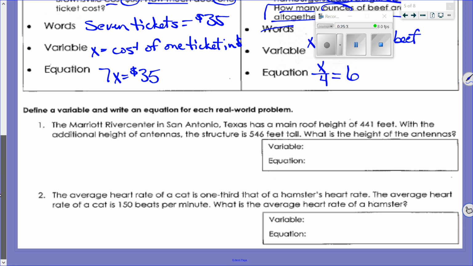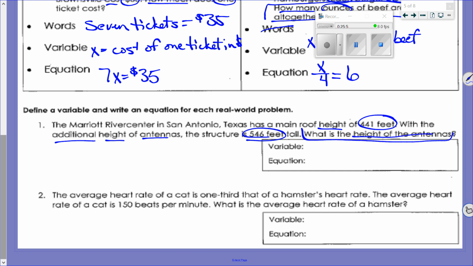Okay, so now let's look at actual real word problems. The Merritt River Center has a main roof height of 441 feet. With the additional height of antennas, the structure is 546 feet tall. What is the height of the antennas? So what is it I don't know? The height of the antenna. So my variable needs to be the height of the antennas, in feet.